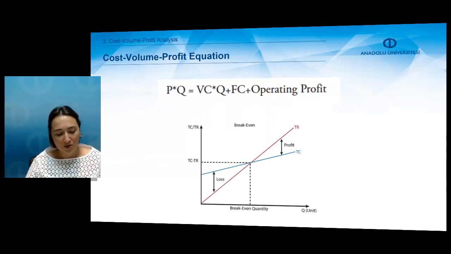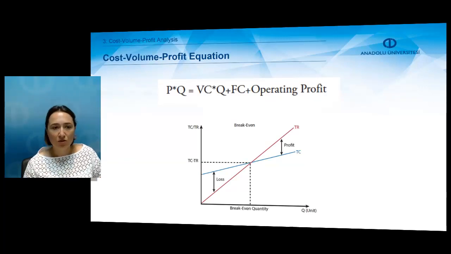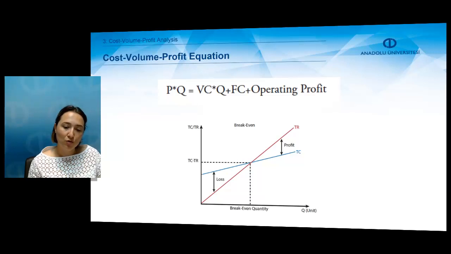And if we add operating profit to this cost, then we see how much we should produce in order to get that much of a profit, or in order to start to have some profit. When the total revenue and total cost are equal to each other, at that point we call it the break-even quantity, and we calculate the break-even quantity using this equation.